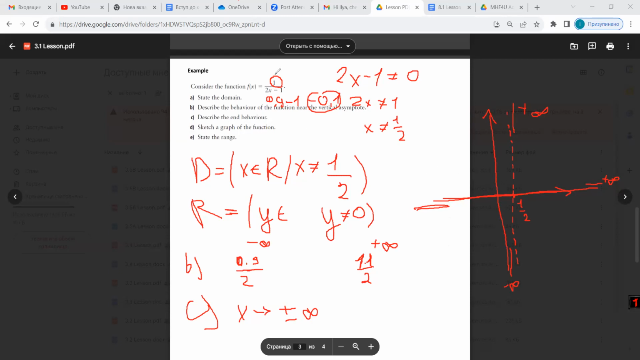We also can see that there are no x-intercepts because the function never equals 0. And there is a y-intercept when x equals 0. We basically get 1 over negative 1. So the y-intercept would be at y equals negative 1.